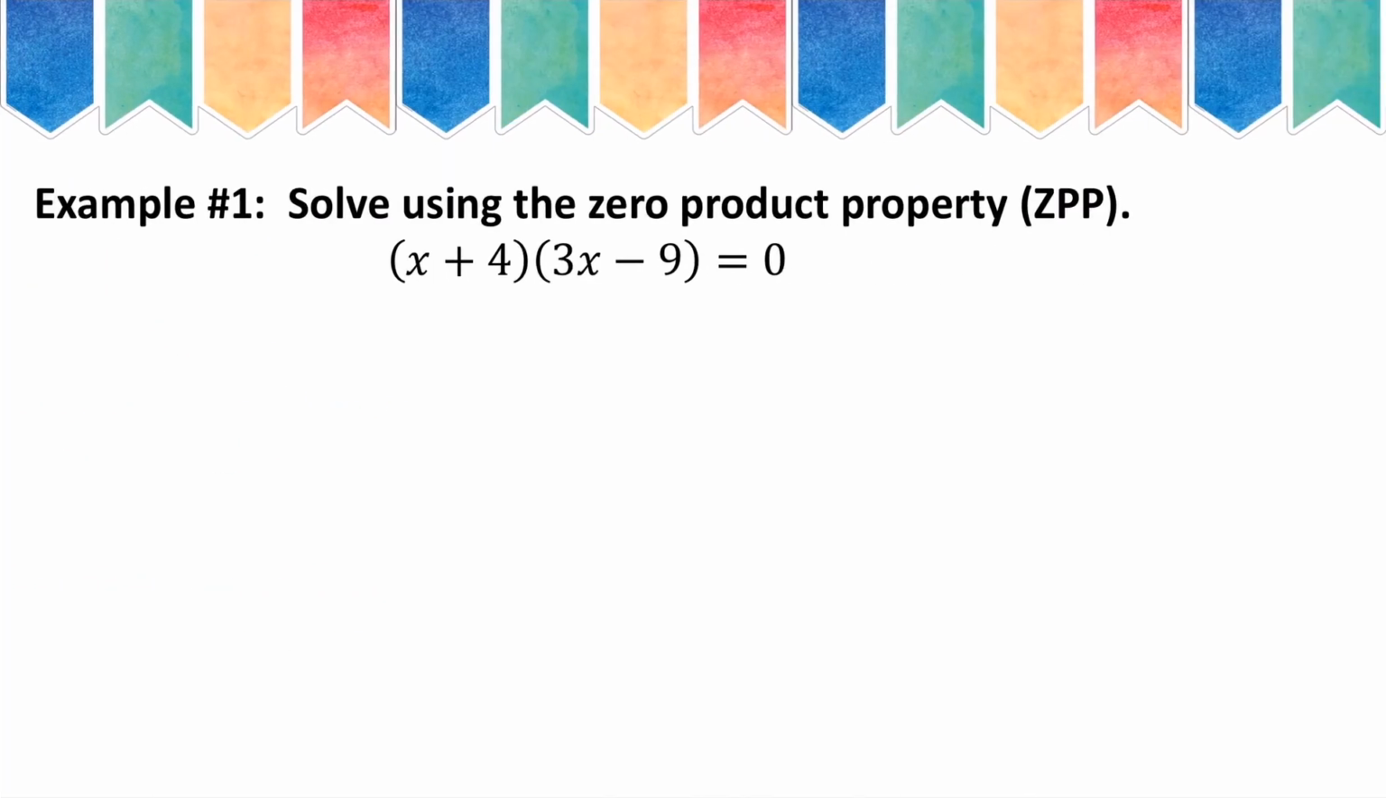Here we have two things that are being multiplied together, right? Because when I have parentheses that are touching, that means multiplication. So x plus 4 is being multiplied with 3x minus 9 to make 0. And because it's making 0, we can use the zero product property. What we do is we take each of these factors, the x plus 4 and the 3x minus 9, and we make them both equal 0.